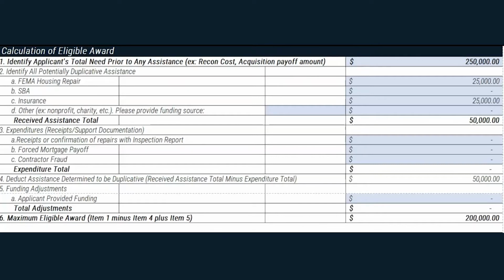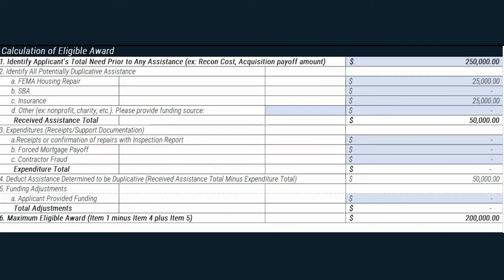assistance. In 2D, the applicant should list any other type of assistance received, such as nonprofit assistance or charity. The applicant should also list in column C what type of other assistance was received. Then, the total amount of assistance received will be auto-calculated in row 27 based off the answers input into number 2.